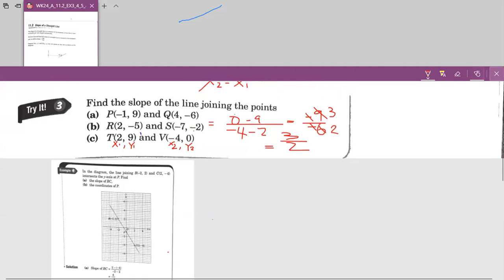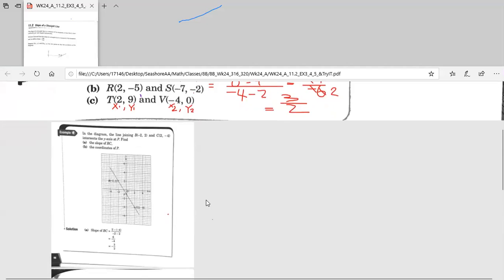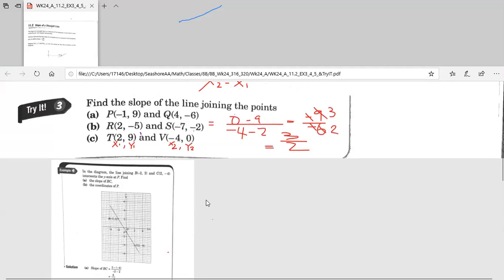Okay, good job. All right, now for example 4, we will continue example 4 in the next section.